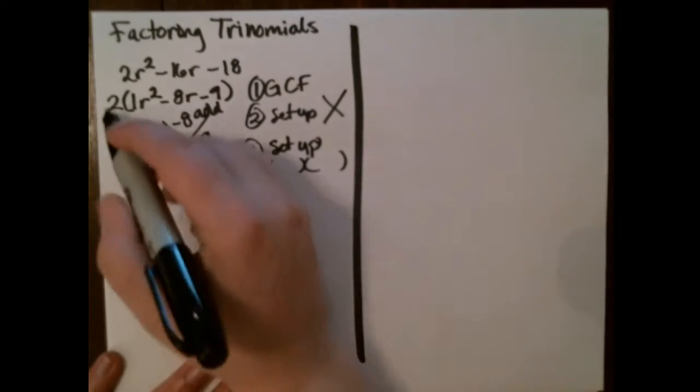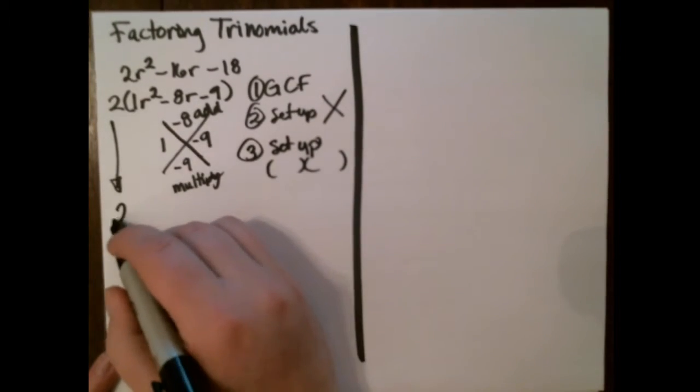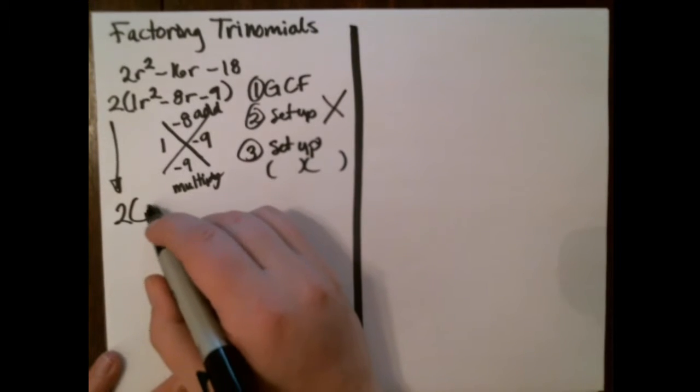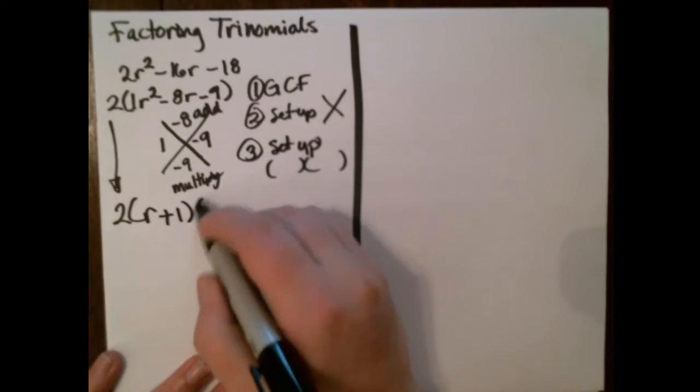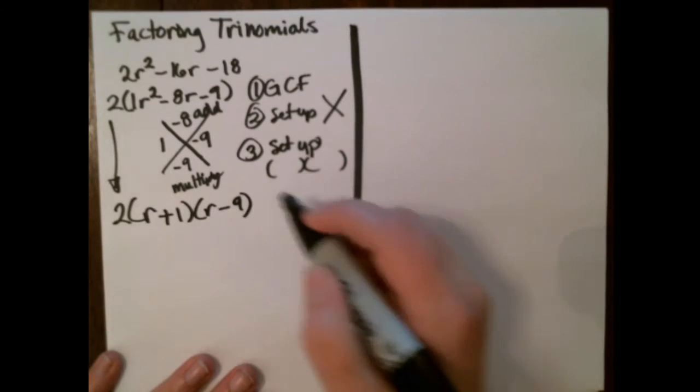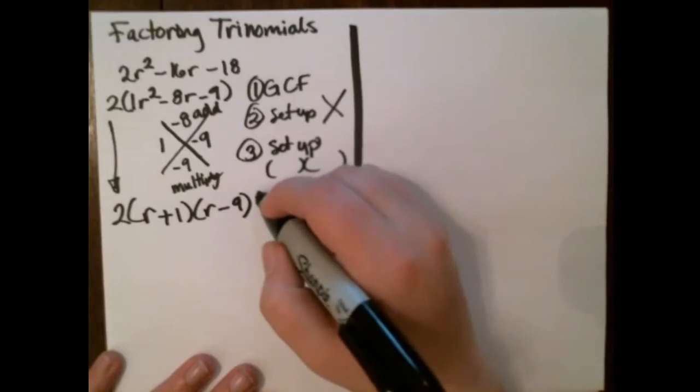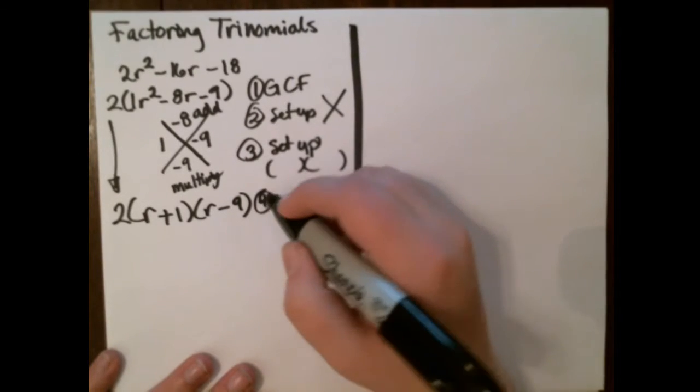Step 3 is set up your two sets of parentheses. So the 2 stays. Drop it. Then I would have r plus 1, because that's a positive 1, and r minus 9. You are done. Step 4 is go to the next problem.